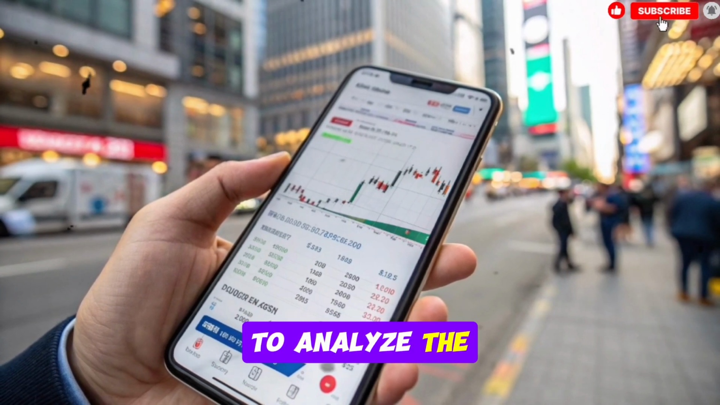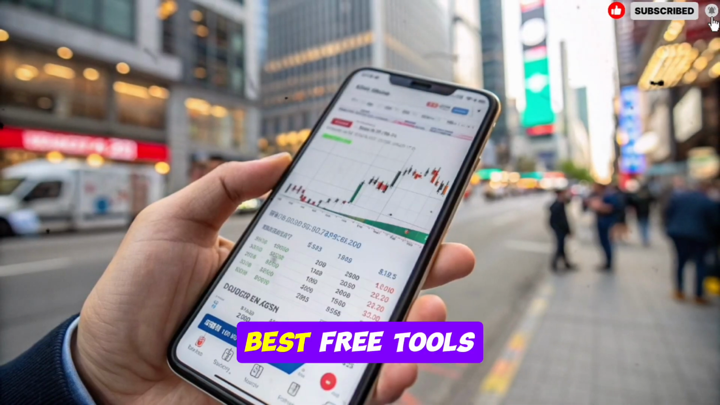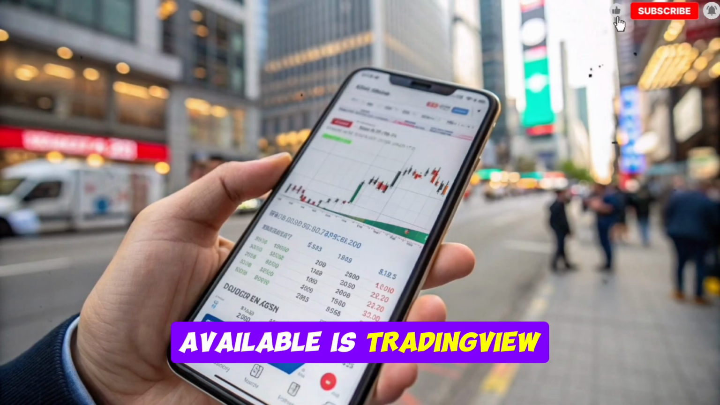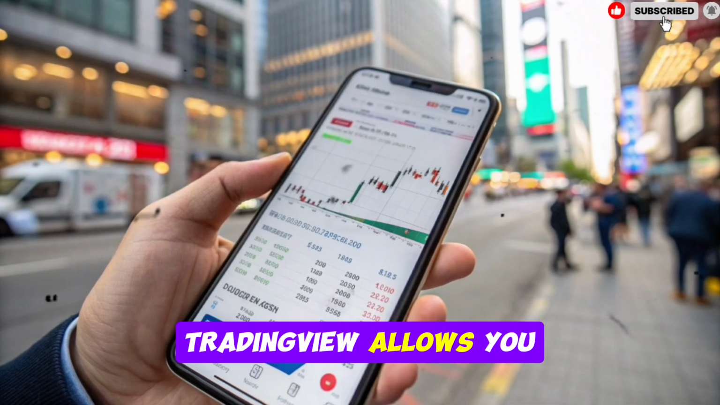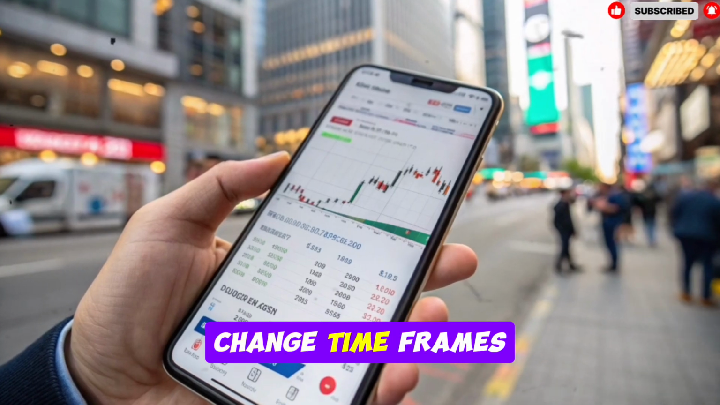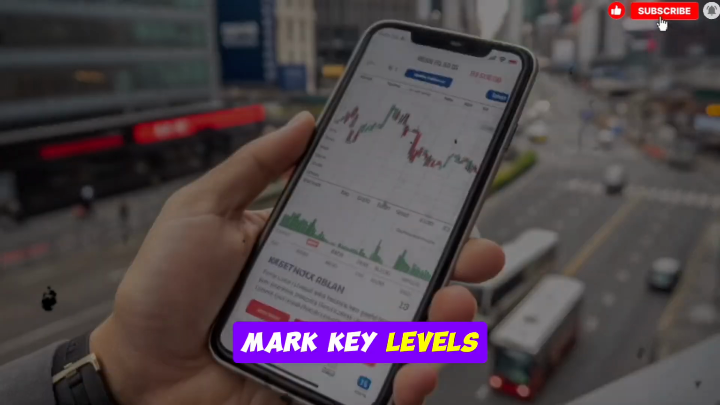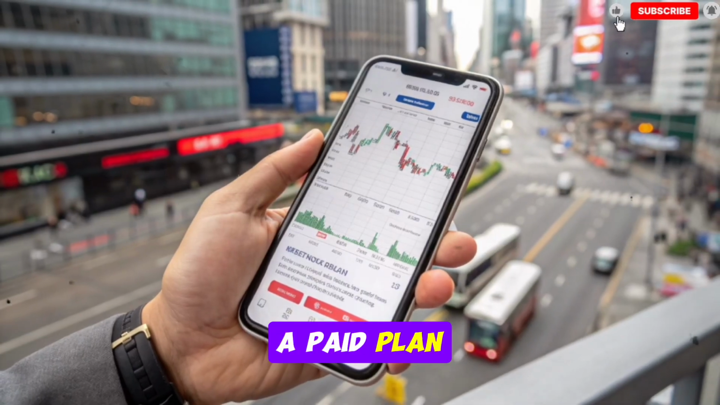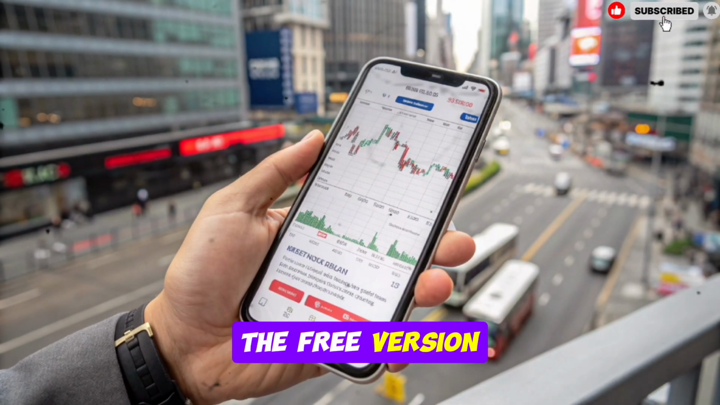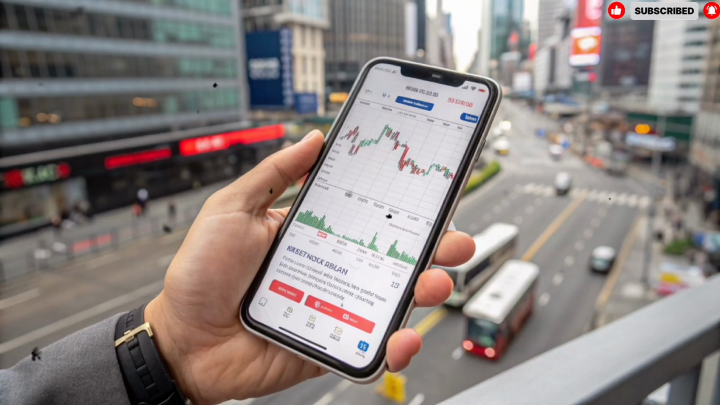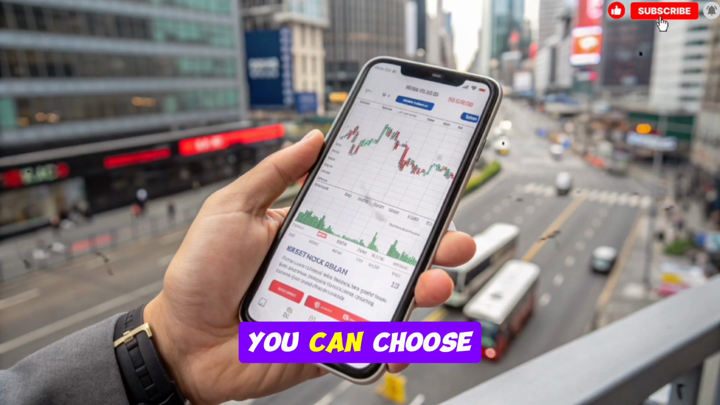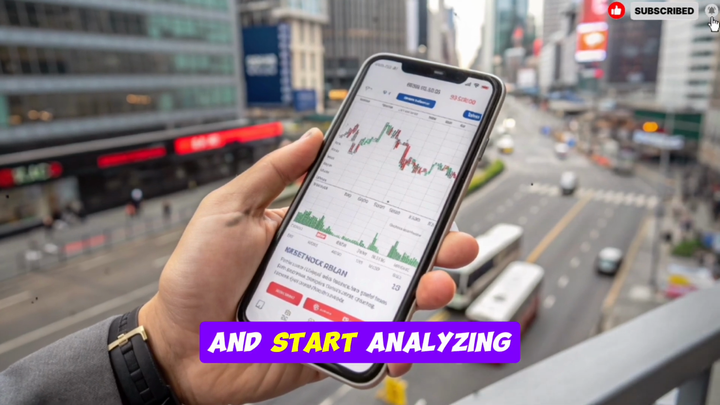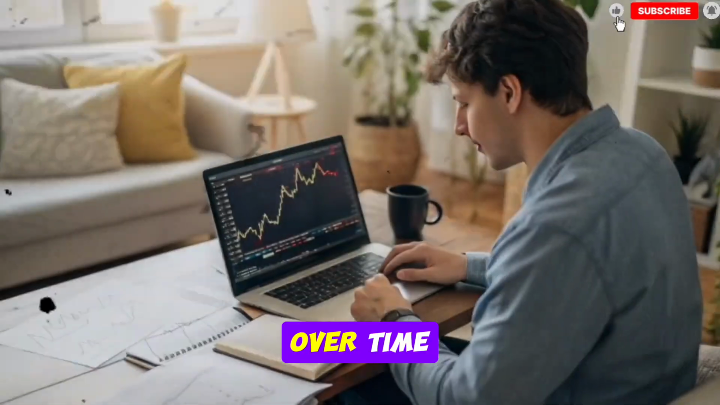To analyze the market properly, one of the best free tools available is TradingView. TradingView allows you to view charts, change timeframes, mark key levels, and analyze price clearly. You don't need a paid plan to get started. The free version is more than enough for beginners. Once inside TradingView, you can choose any currency pair and start analyzing how price moves over time.